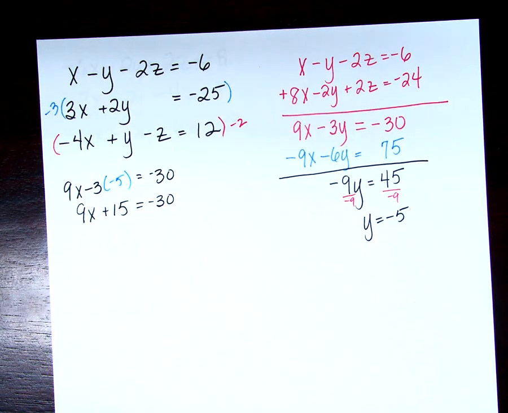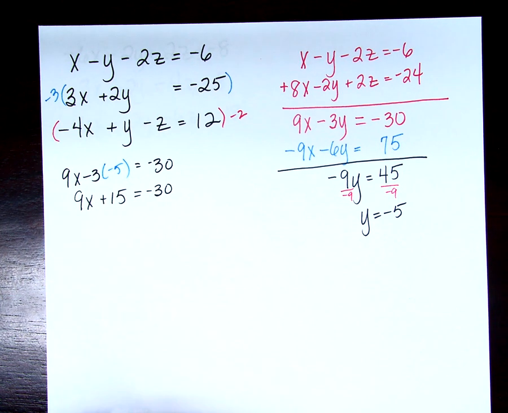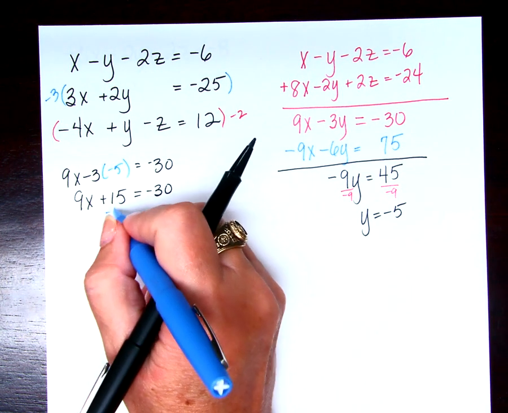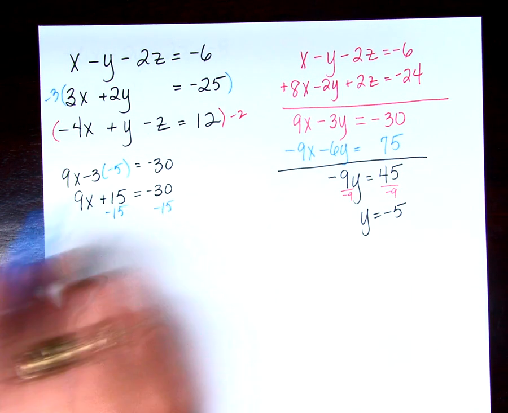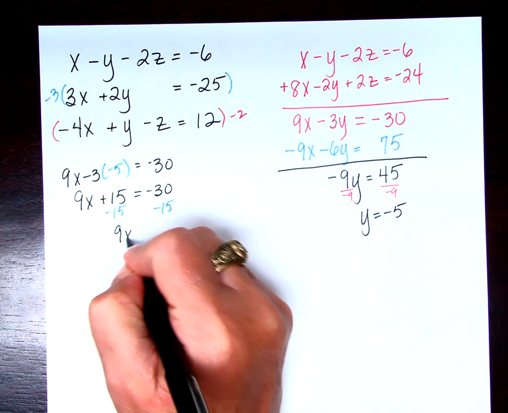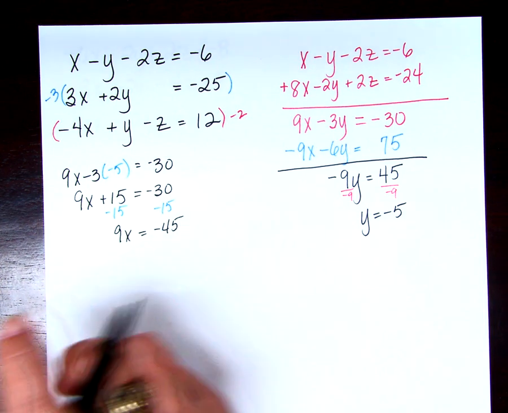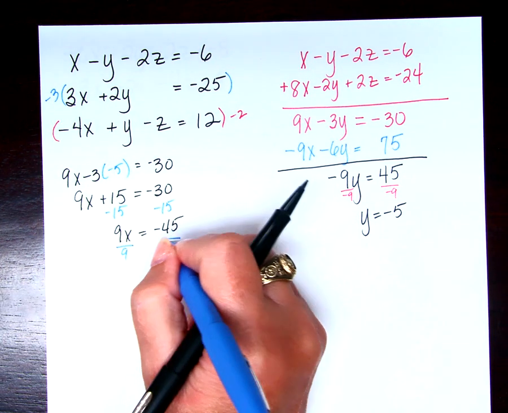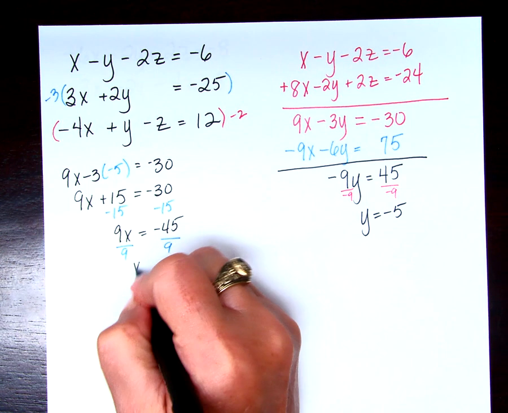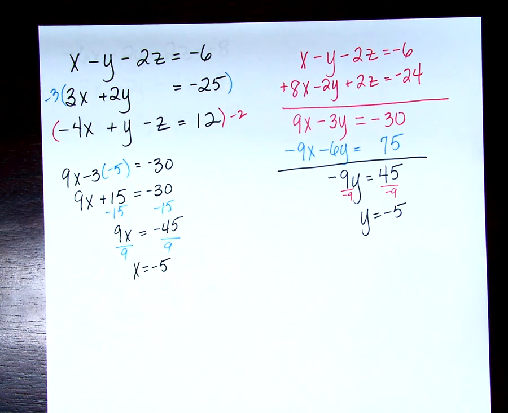Now we have to do minus 15. Good. 9x equals negative 45. Then we have to divide by 9. Good. And x equals negative 9. Excellent. Now we found it.